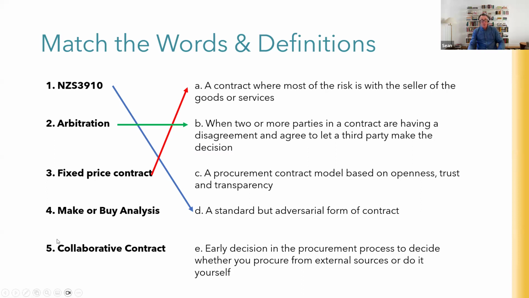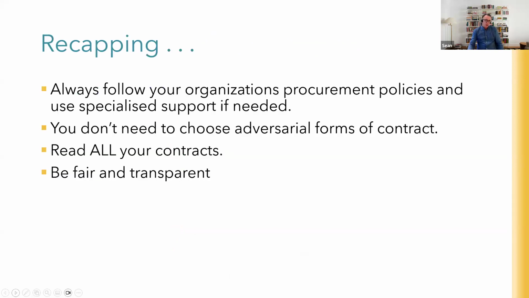And the last two, make or buy analysis and collaborative contract, C and E. Hopefully you answered make or buy analysis is E, an early decision in the procurement process to decide whether you procure from external sources or do it yourself. And a collaborative contract is a procurement contract model based on openness, trust, and transparency, the one that I personally favor a lot now. So there we are. Quickly recapping, please always follow your organization's procurement policies. Get specialist support if you need it. Don't try and do it yourself, because if you get it wrong, it's going to backfire badly. But you should be involved in everything.